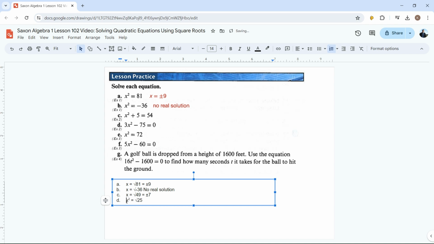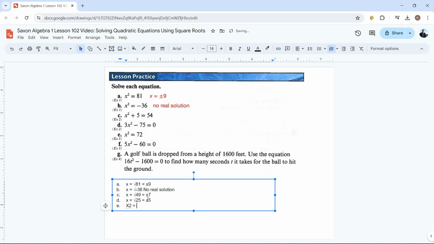Square root of x squared just wipes out the squared. So I'm left with x equals the square root of 25. That's going to be plus or minus 5. Bingo. Letter E. Now, we're going to start getting into some of these that don't have easy answers.